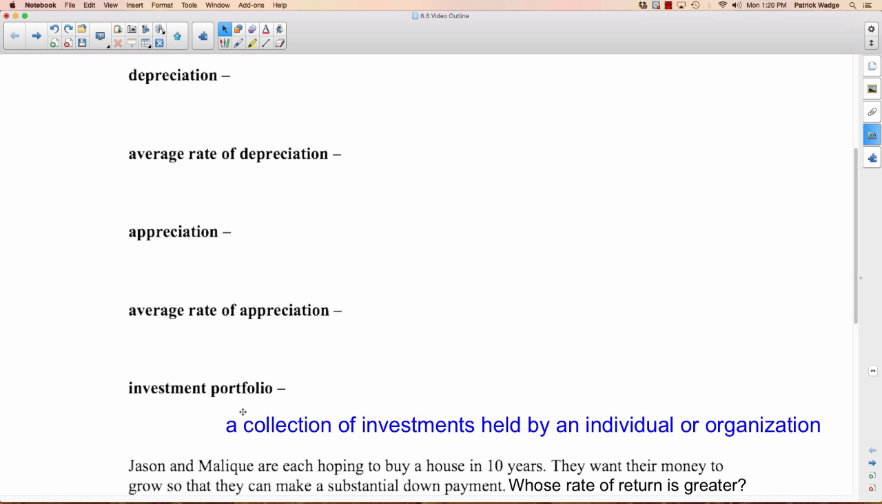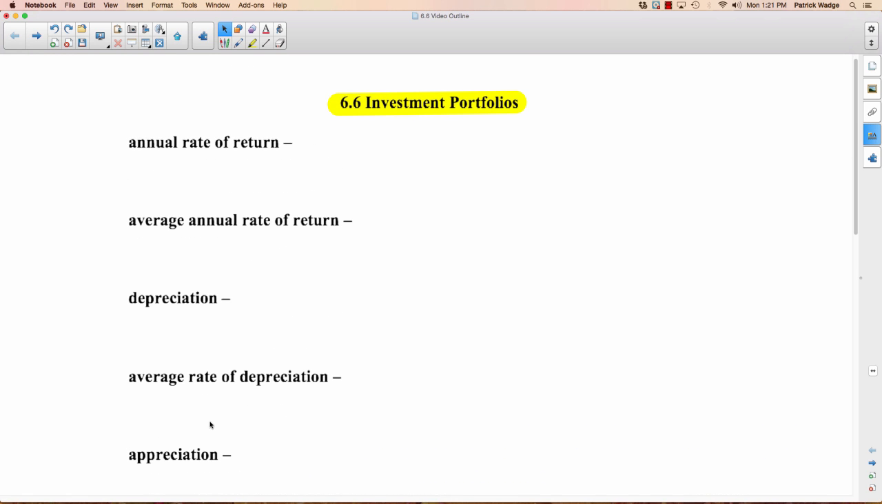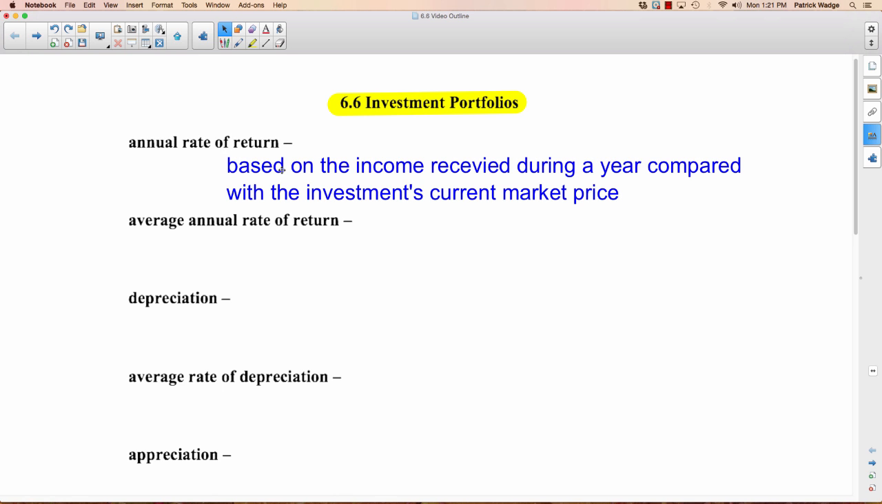So in other words, you as an investor, maybe you have a savings account, a checking account, and you've got some money in RESPs, and you have a property, a house that you own. Whatever, all those things make up your investment portfolio. And then some of the terms that go along with that, we'll just quickly breeze through this. An annual rate of return. It's based on the income received during a year compared with the investment's current market price.